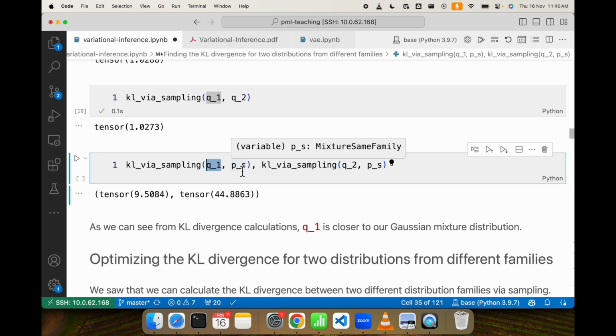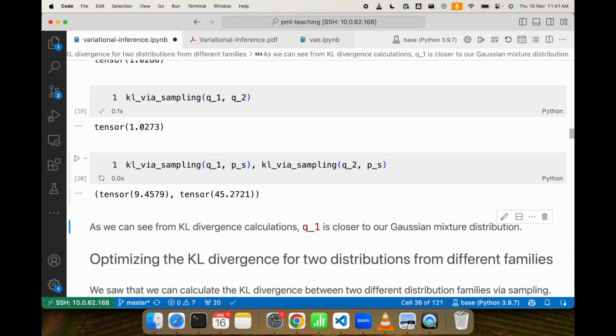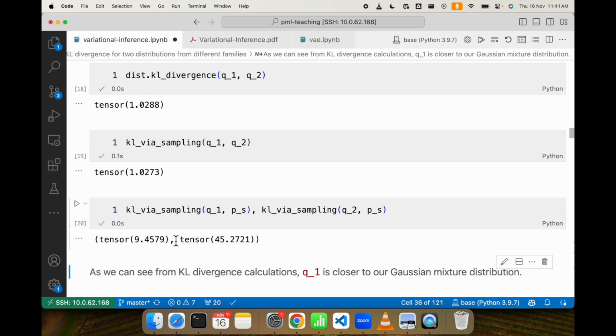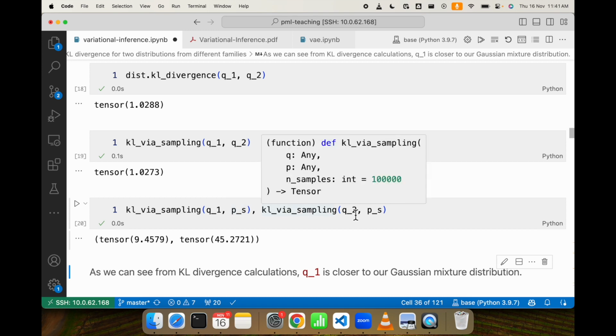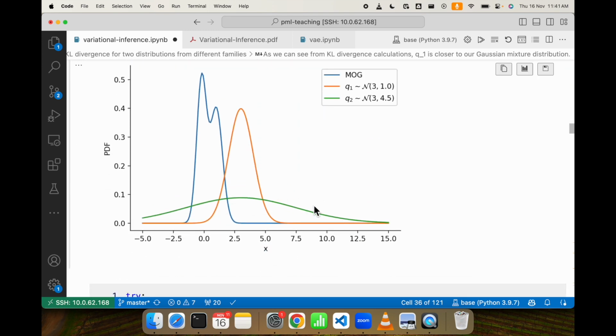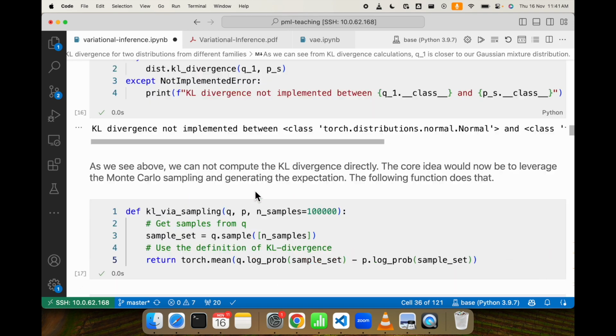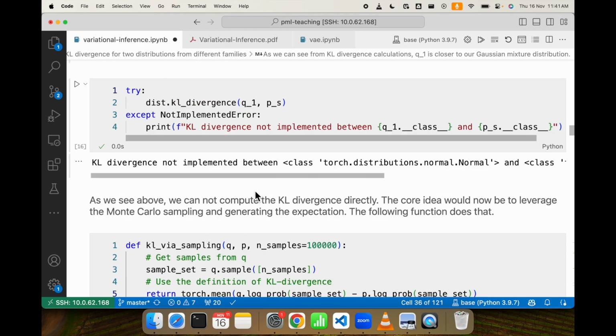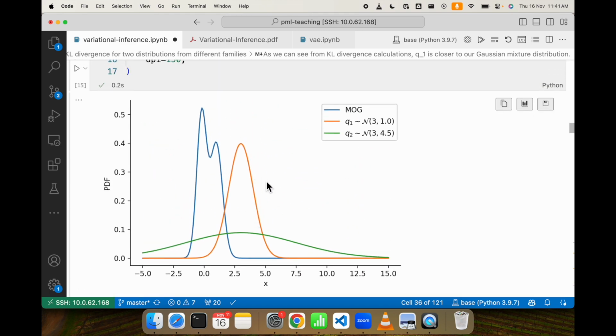Right? So analytically, this solution does not exist. But via Monte Carlo sampling, we can see that the KL divergence between Q1 and P, the mixture of Gaussians, is lesser than the KL divergence between Q2 and P, and we can confirm that over here also. So the mixture of Gaussians is P. We can see that Q1 is a better fit to the mixture of Gaussians as compared to Q2, which is very flat.